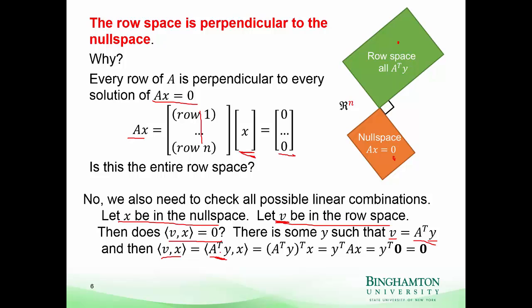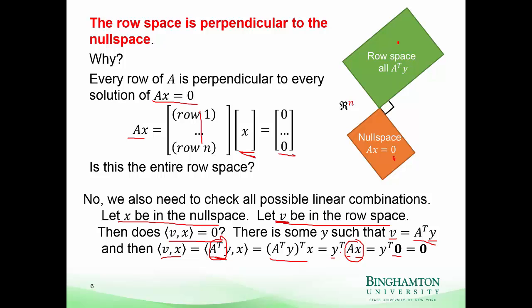So there is some y that allows us to write V that way. Let's write out this inner product in terms of matrix vector multiplication. So we're going to take the transpose of the thing in the left position. And then by properties of transpose, we interchange the order and transpose everything. So we get y transpose times A times X. But here's the key. That turns into 0 because X is in the null space.